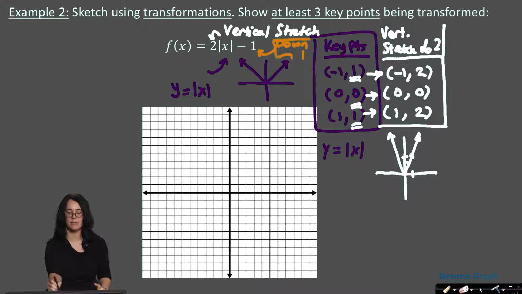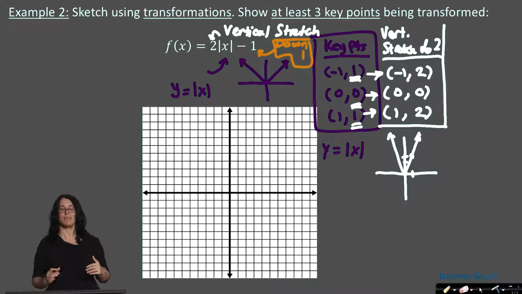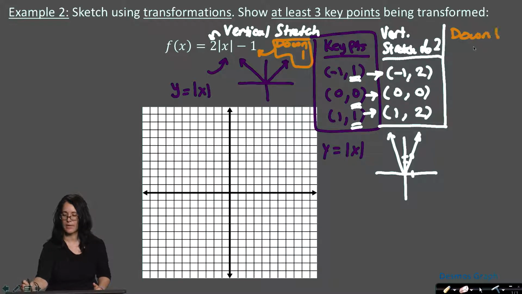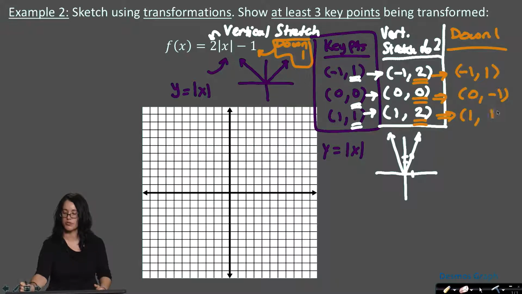So with parentheses, we have to be counterintuitive left and right, right? But with the vertical shift, we don't have to be counterintuitive. It literally is subtracting 1 from your outputs. So down 1 unit means that each of my y values again is going to be changed by subtraction. So let's do that. Instead of negative 1, 2, I'm at negative 1, 1, because 2 minus 1 is 1. Instead of 0, 0, I'm at 0, negative 1. And instead of 1, 2, I'm at 1, 1, because 2 minus 1 is 1.